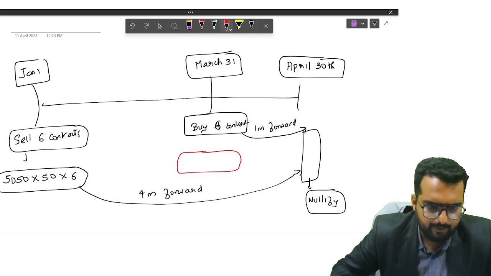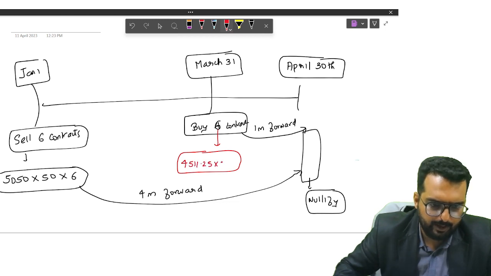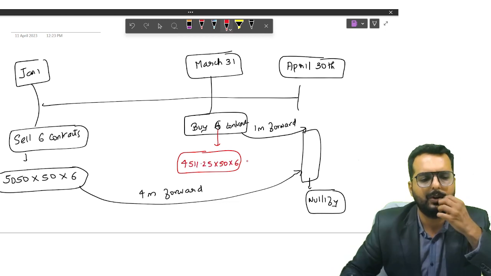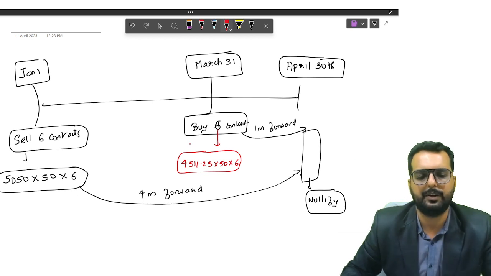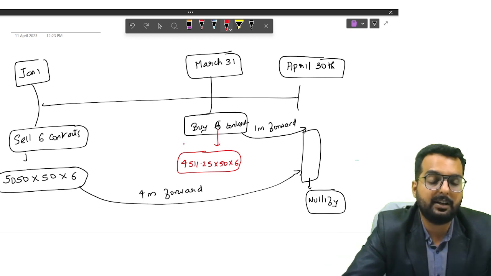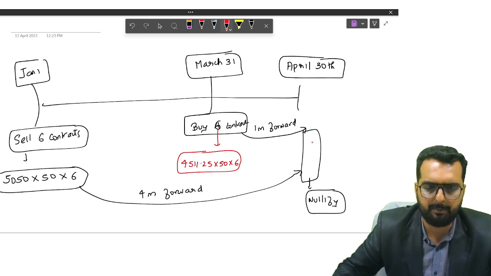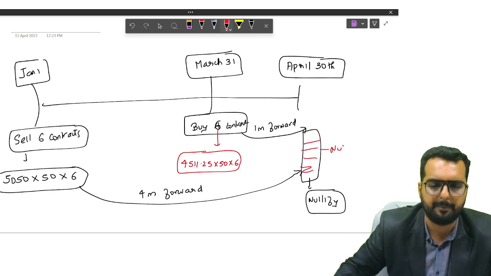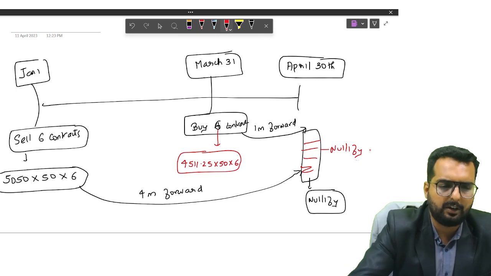So what I'll do is I'll come over here and here the cancellation action that I will take will be 4511.25 into 50 into 6 is what I will do over here. Is everybody clear with this part? So once I do like this, I will make a gain or I will make a loss, but both gets nullified over here. So I'll give a conclusion now.